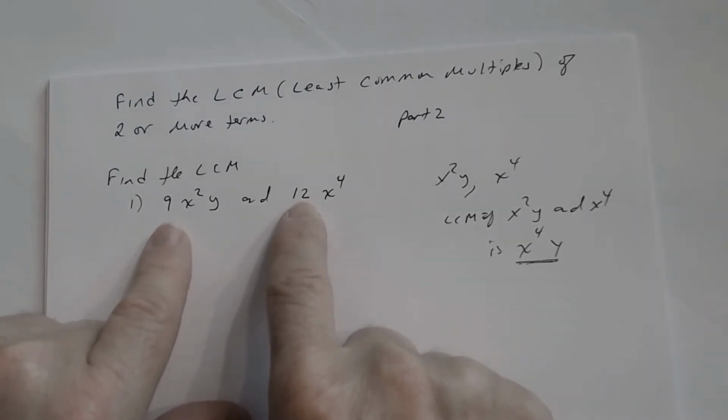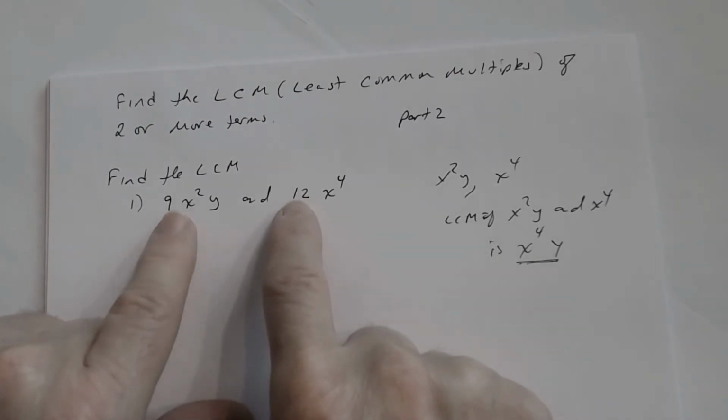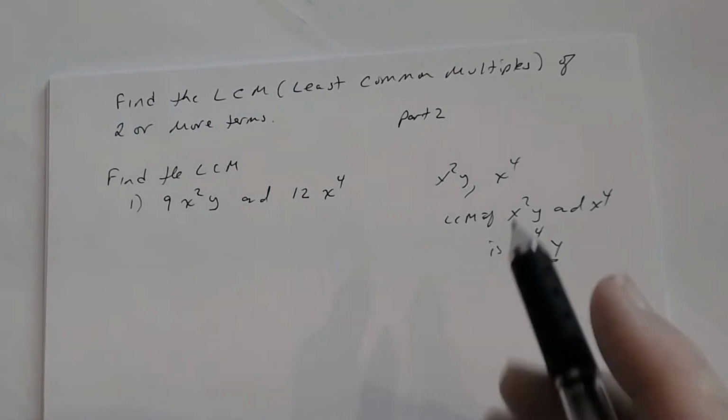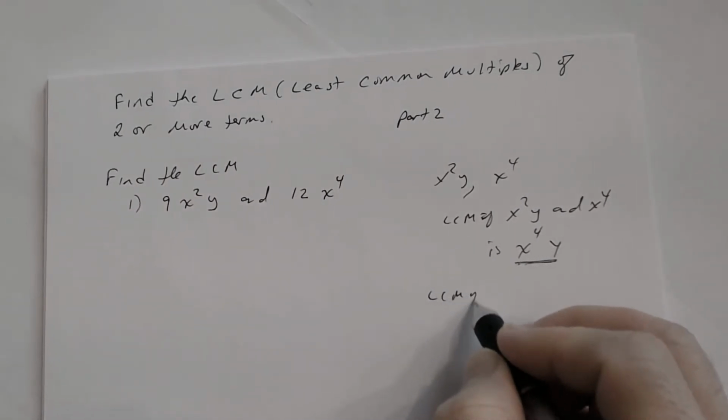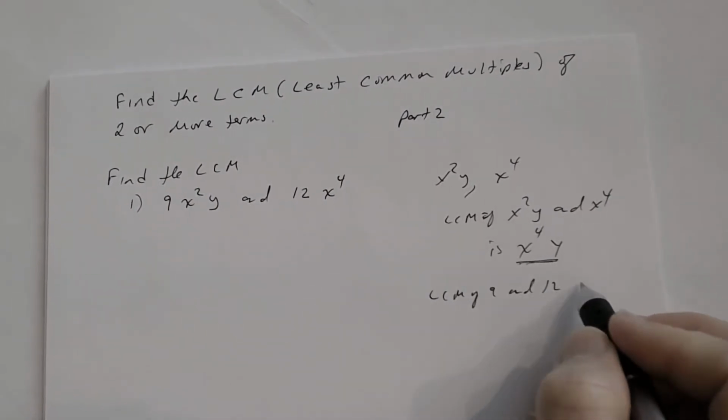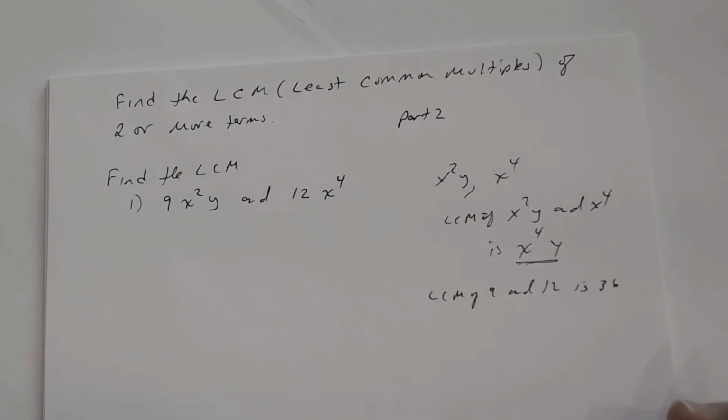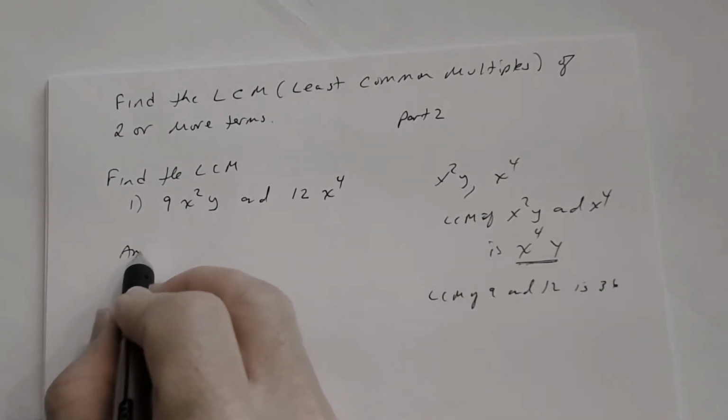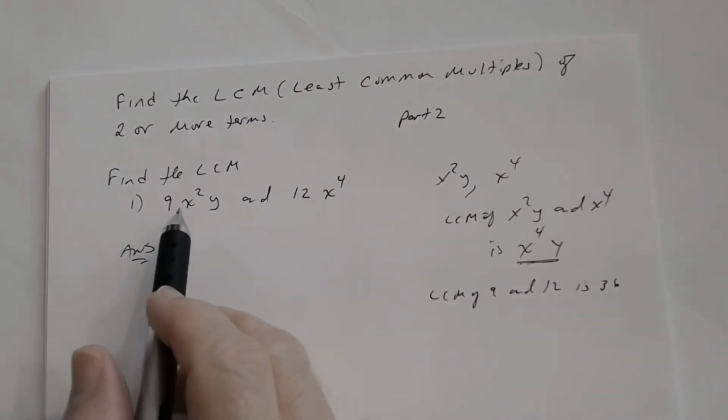Does 9 go into 24 evenly? Nope. The next multiple of 12 is 12 times 3, which is 36. Does 9 go into 36 evenly? Yes. So the least common multiple of 9 and 12 is 36. So here's the way you're going to think about this.